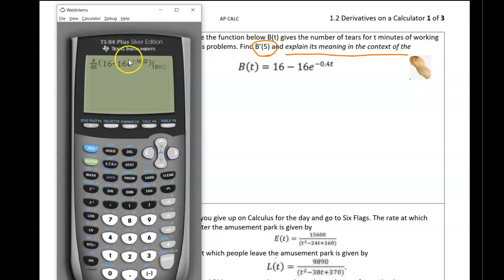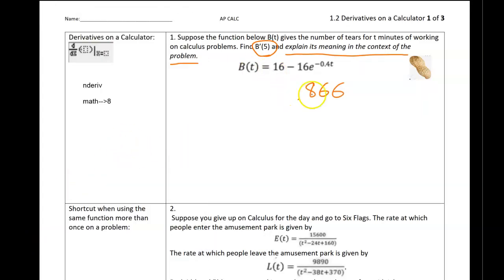And notice I used an x and not a t. You're always going to use x because that's what I told our calculator to look for. And then we want x equals 5. That's what b prime of 5 means. So we're going to put a 5 here. And then that's your derivative. So 0.866. And you're going to keep 3 decimal spots because that's what's required in the AP exam. We're not doing significant figures or whatever. And this number has a name, and it's b prime of 5 is 0.866.